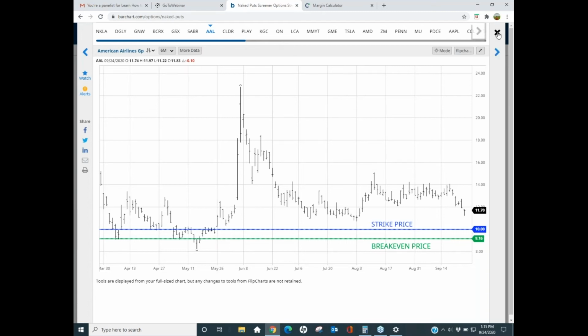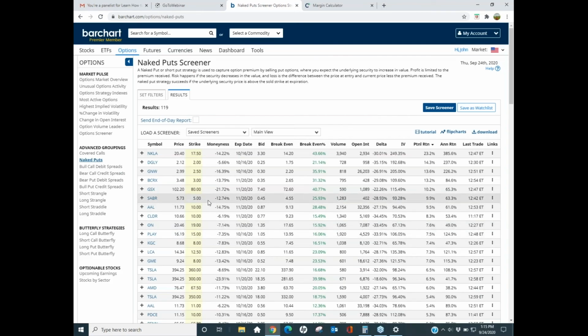All right, so let's go back and look at our statistics. So $10 strike, we're taking in 87 cents of premium, and our break even is $9.13. The next thing we're going to look at is our expiration date. Here we see our expiration date on this one is 11/20, about 2 months ahead, a little bit less than 60 days, right? And that's going to be important for us too. We're going to say how long is it before my put expires worthless.